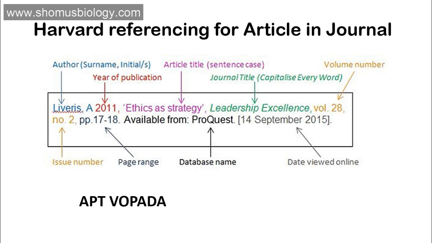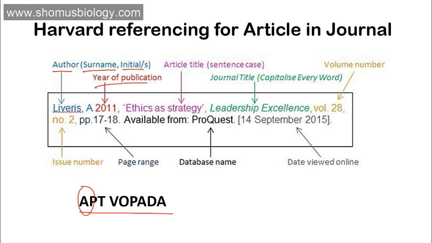In that case, it is the author's name at the beginning. So instead of APT-BOPU, it will be APT-VOPAD. So let's begin with A, which stands for author, at the beginning. When you put the name of the author, it is the surname first, then a comma, then the initial. You don't need to put the total name in that format. These minor details are really necessary.